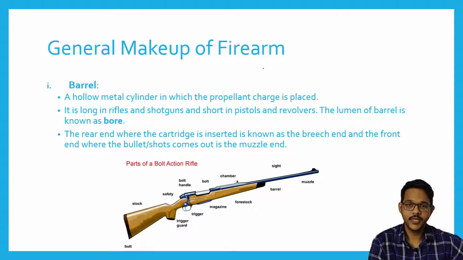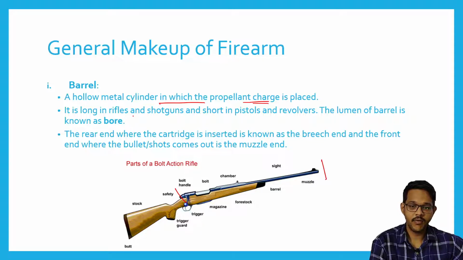Now, when you study the general makeup of a firearm, it consists of four parts. First is the barrel. The barrel is a hollow metal cylinder in which the propellant charge is placed. Any firearm consists of a metallic barrel. It is long in rifles and shotguns, but short in the case of pistols and revolvers.